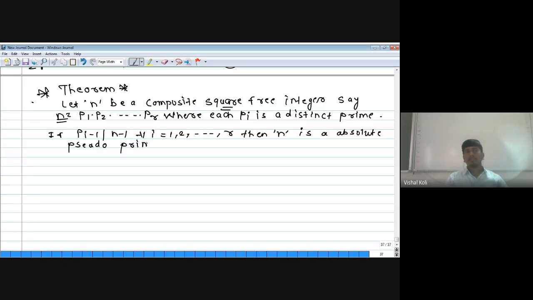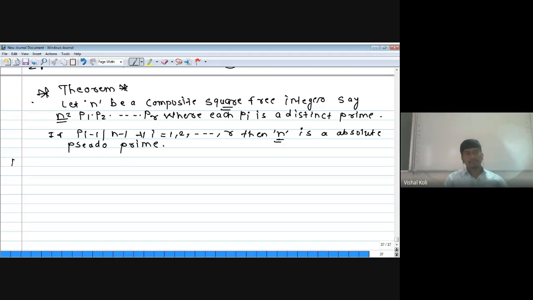So here it is given that n is a composite square free integer. As it is composite, it has a prime factorization. Its primes may be repeated, but it is given that it is square free, which means it is not divisible by any square. Then this prime factorization p1, p2 up to so on pr must be distinct. Also given that p1 minus 1 divides n minus 1, p2 minus 1 divides n minus 1, up to so on pr minus 1 divides n minus 1, for each i running from 1 to r. Then we have to prove that n is an absolute pseudoprime.